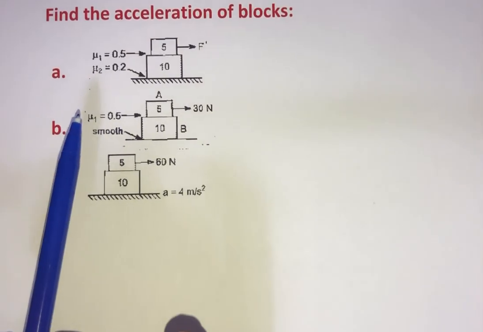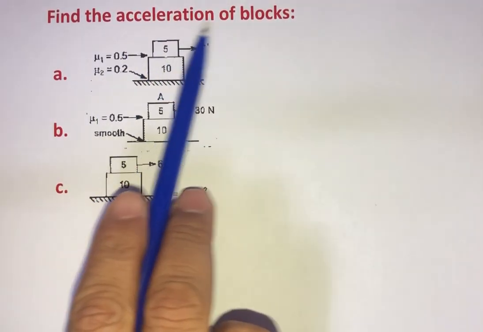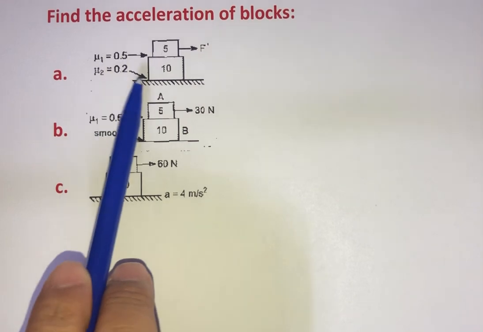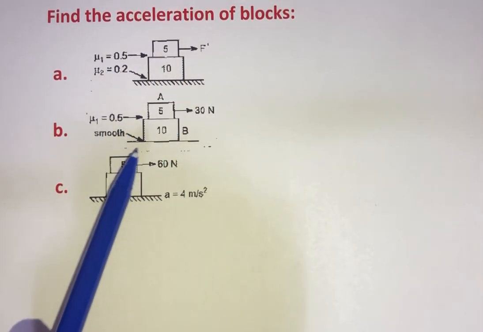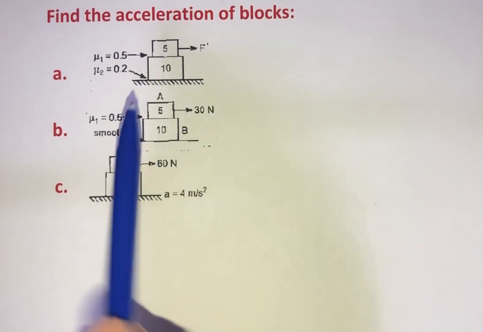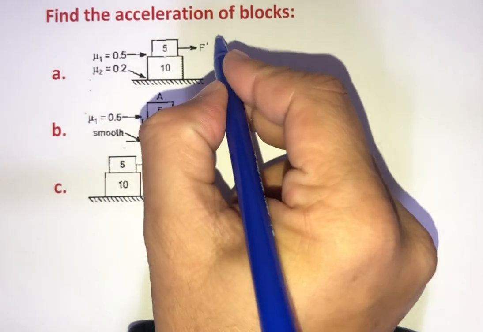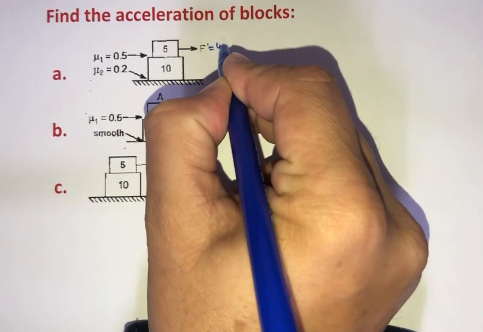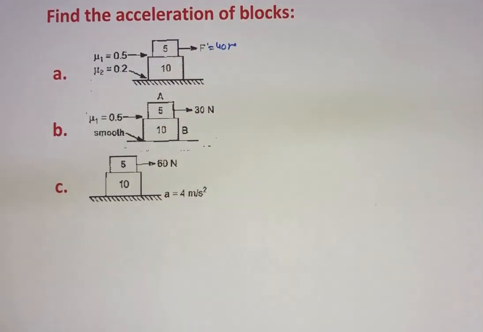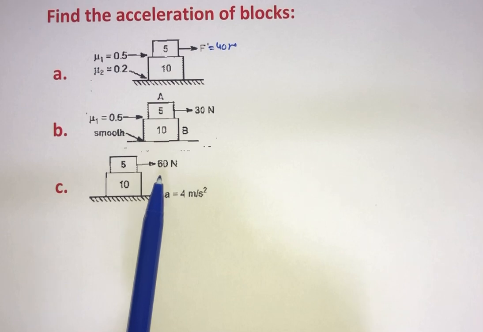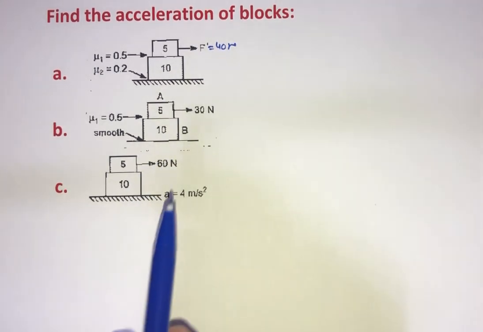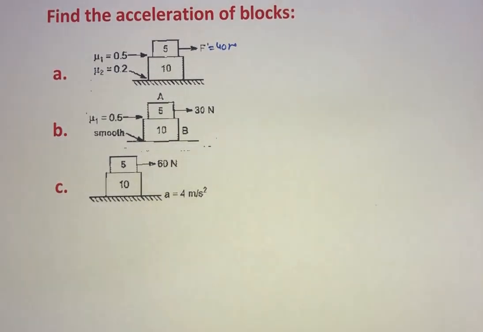Hello friends, so in today's question, find the acceleration of the blocks. So we have three subparts of the same question, and in the first case the force is given as 40 Newton, and in the second case it is 30, and in the last case it is given as 60 Newton, and we are supposed to find out what will be the acceleration of the blocks.